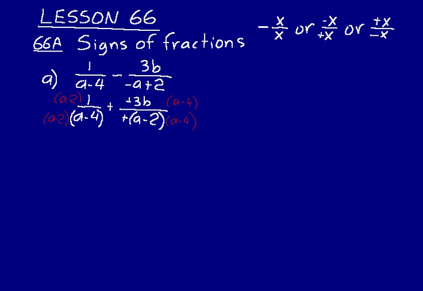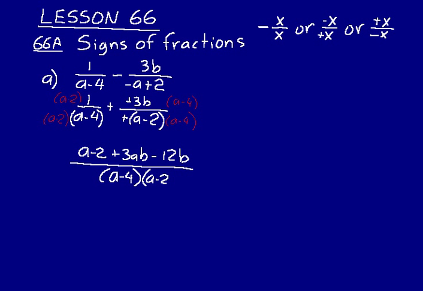We factored a negative 1 out of the denominator on the right, and that made our variable a positive value. So now we'll just end up with a minus 2 and then plus 3b times a, so that'd be 3ab, and then 3b times negative 4, or minus 12b. And then all of that will just be over a minus 4 times a minus 2.